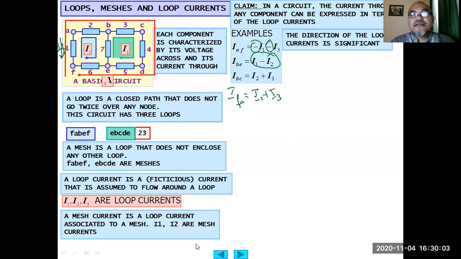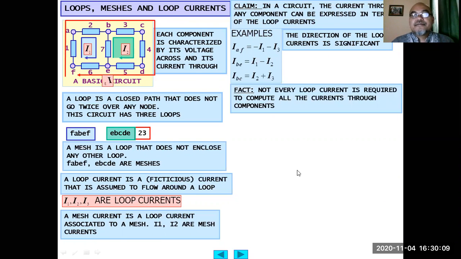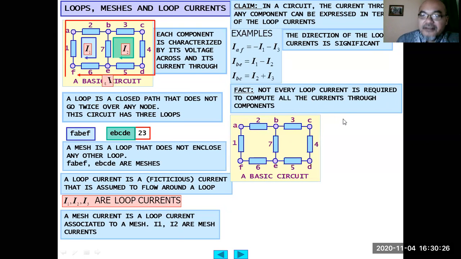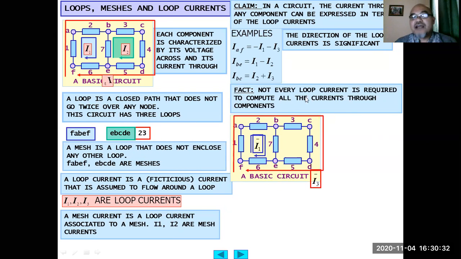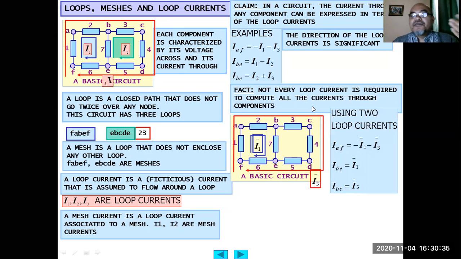So let's see here. Not every loop current is required to compute all the currents through the components. Even from here, we do not really need I3. We can use only two loops, FABEF and EBCDE, using only the mesh currents. Or we can use two loop currents, I1 and I3. We can already calculate all the currents flowing through components 1, 2, 3, 4, 5, 6.